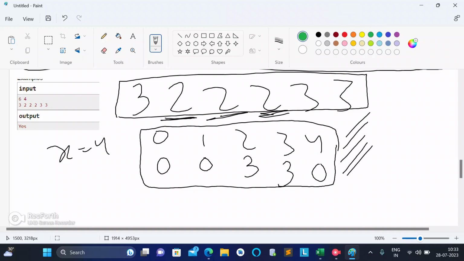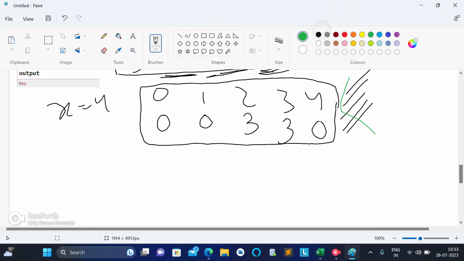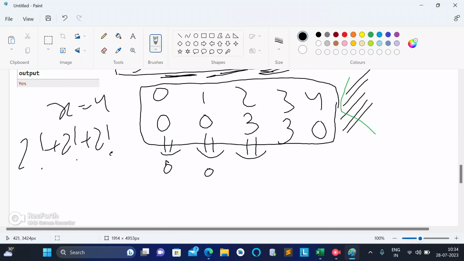This count array is also very useful in our question. Suppose 0 is present 0 times, it means the answer is 0 here. If 1 is present 0 times, then also the answer is 0. If 2 is present 3 times, what does it mean? In the array we are given 3 twos. It means we have to add 2 factorial 3 times, that is 2 factorial plus 2 factorial plus 2 factorial. So 2 is present 3 times means we can write it as 3 into 2 factorial.